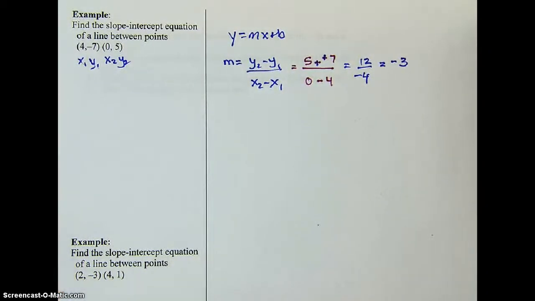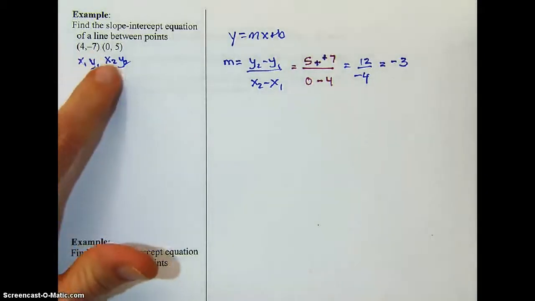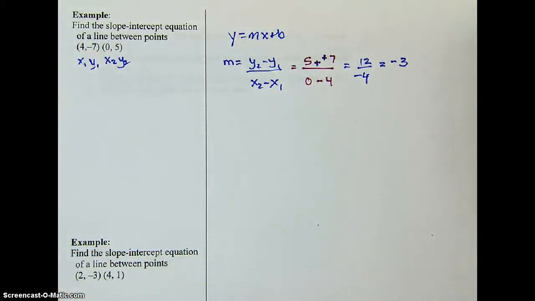All right, now we're going to choose one of these points, and it doesn't matter which one. So I'm going to tell you I'm going to pick this one. I'm going to pick 0, 5, because again, there's no negatives, and 0 is a nice, easy number to figure out. But it doesn't matter which point you choose, since they're both on the line, both of them will give you the same answer. So let's see.